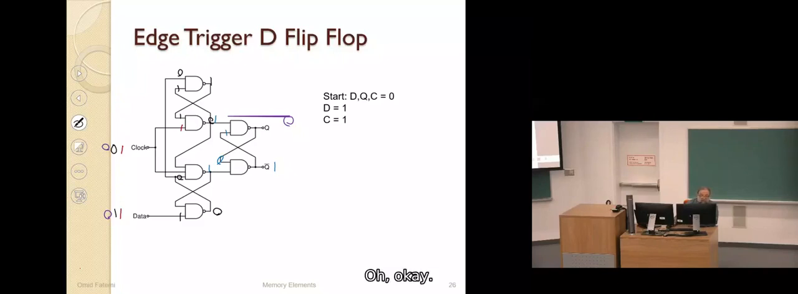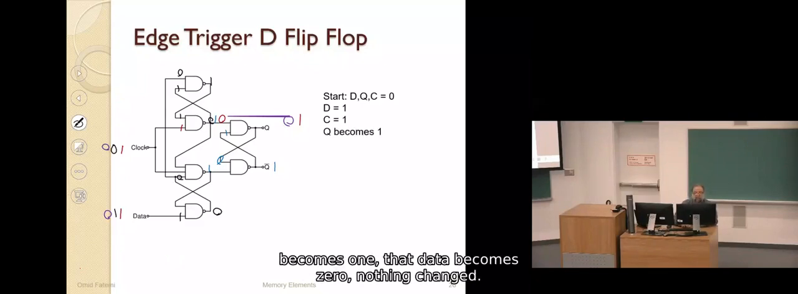What happened? Oh, okay. The clock is 1. Sorry, I had to put it in dark red. Now clock is 1. And this was 1 before. Now this becomes 0. And when this becomes 0, Q gets 1. So at the rising edge of the clock, the Q becomes 1. That's it.